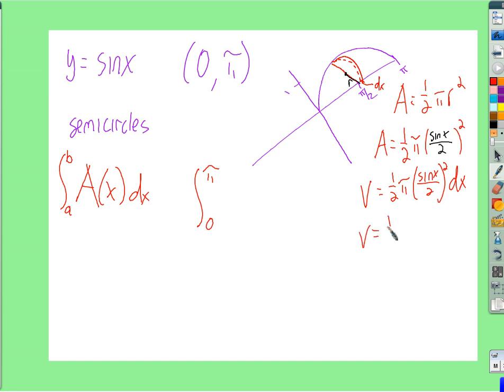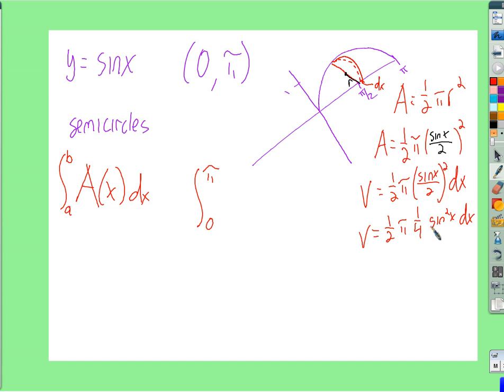Look at all of the constants. We got the 1/2, we got the pi. We also could square this, and we'll have 1/4 times sine squared x. Does that make sense? Yeah. We square this fraction, we'll get sine squared over 4, so we split it apart.